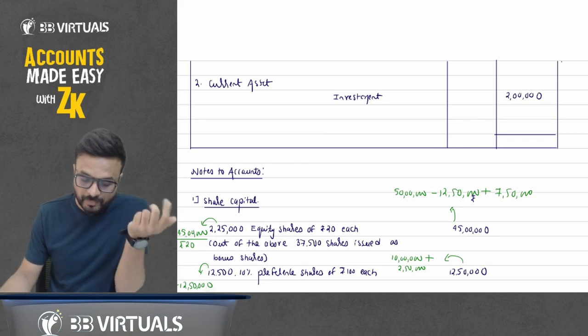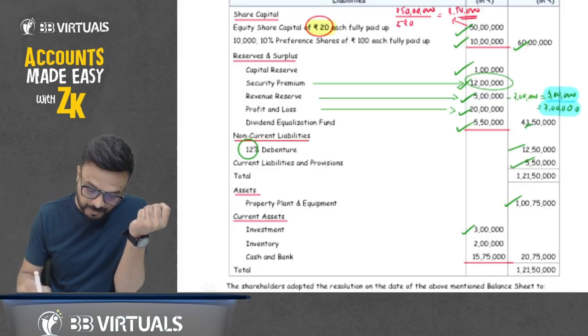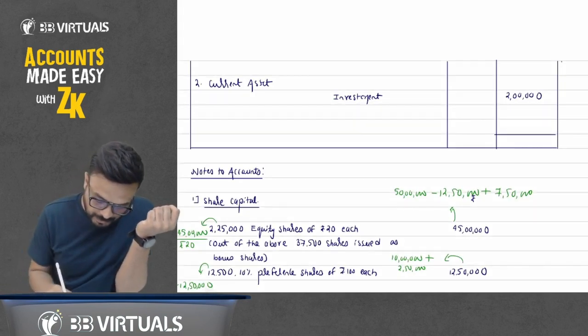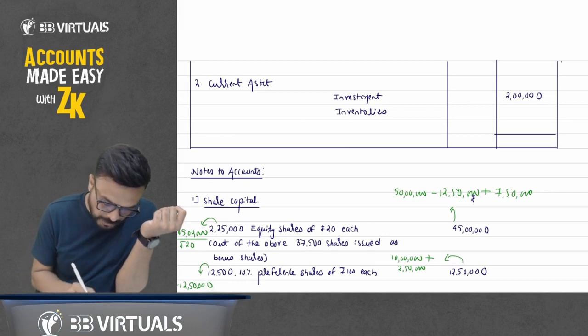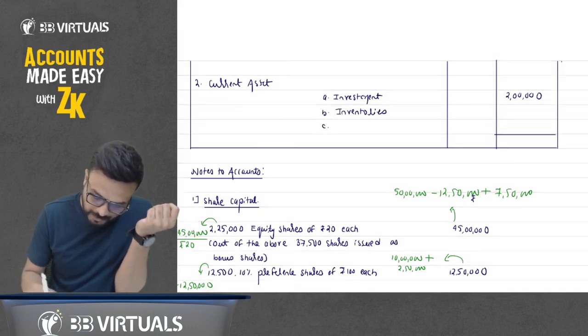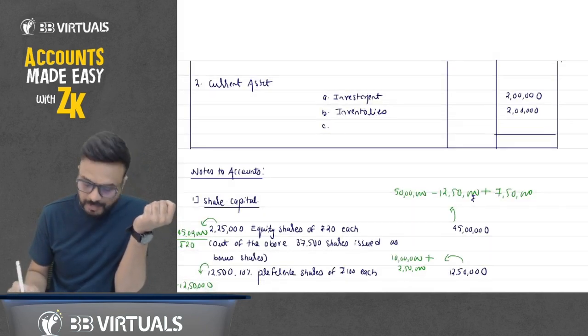Okay. Now after this investment, next item is inventory. There is no change in value of inventory. So write down as it is, inventories, that is stock. You can give number to this also, A, B, C. It is same as it is, which is 2 lakh. No change in value of inventories.